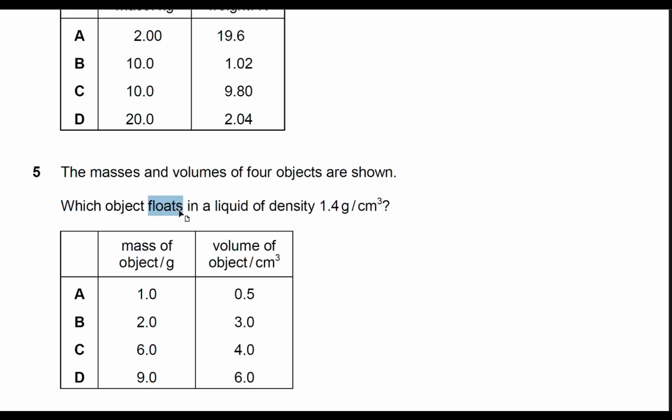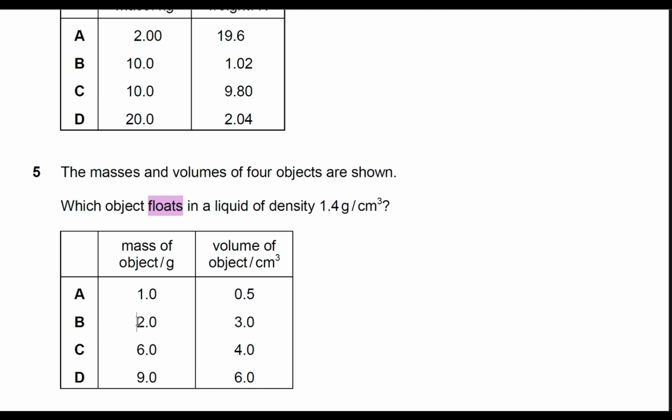So floats here, what is the condition for the object to float? The density of the object must be less than 1.4 gram per centimeter cube. So we must find the density of objects A, B, C, and D and compare with 1.4 gram per centimeter cube. Density of object A is mass over volume, 1 over 0.5, equal to 2, which is greater than 1.4. So the object A sinks.